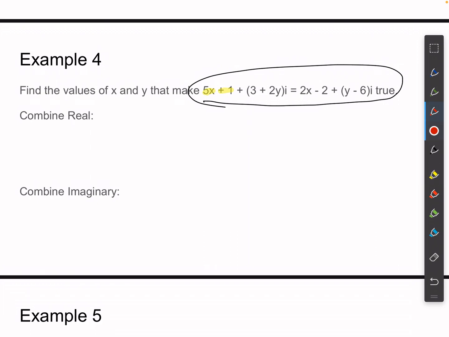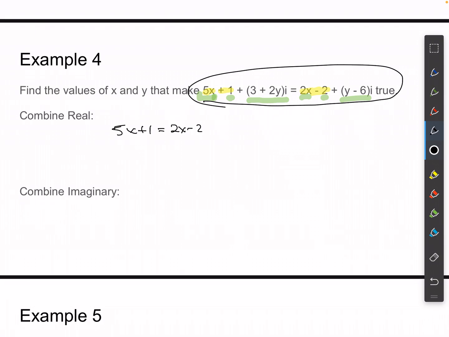So let's just highlight all the real parts of this. So that's real, that's real. The rest of it has an i attached to it. So first of all, this is one term, this is a term, this is a term because it's all being multiplied. This is a term, this is a term, this is all one term. Okay, so I'm going to take out those real parts now. So we have 5x plus 1 is equal to 2x minus 2.